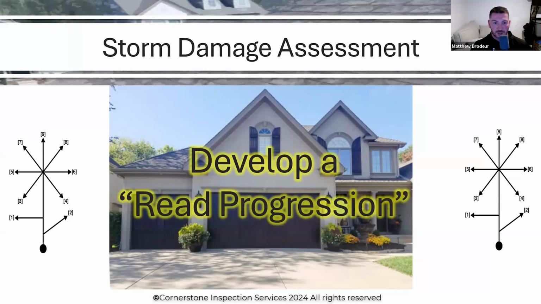But it's important to have this process that you sort of work through. And in full inspections, I call it compartmentalizing. And in this case, we're going to use the terminology of read progression. But I want you to sort of train yourself mentally to have your eyes go certain places first, right? Everybody wants to know, is the roof damaged? That's great.